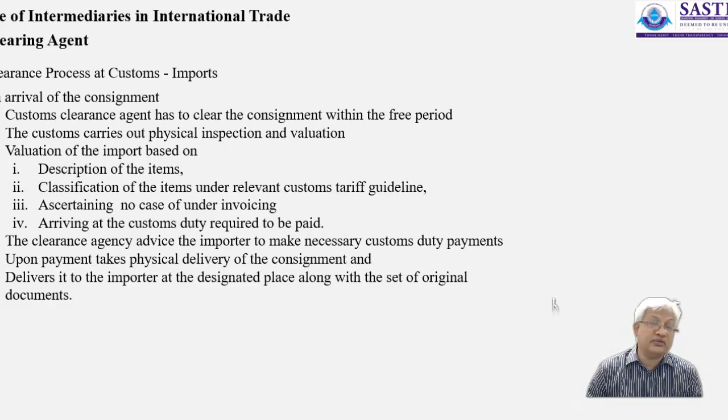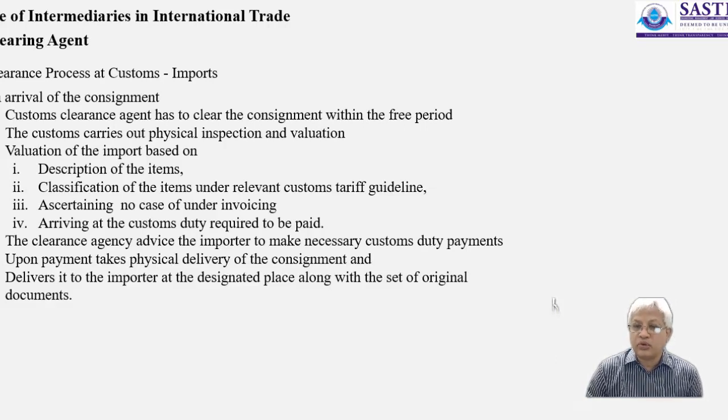So valuation of the import is based on the description of the items, where the description of the items is in the commercial invoice, and classification of the item under the relevant customs tariff guideline. Every product is listed in a category with a particular code, and that duty has to be levied. Customs finally decides that. There are cases of under-invoicing, which was a very rampant practice at certain times, which customs has effectively tried to reduce.